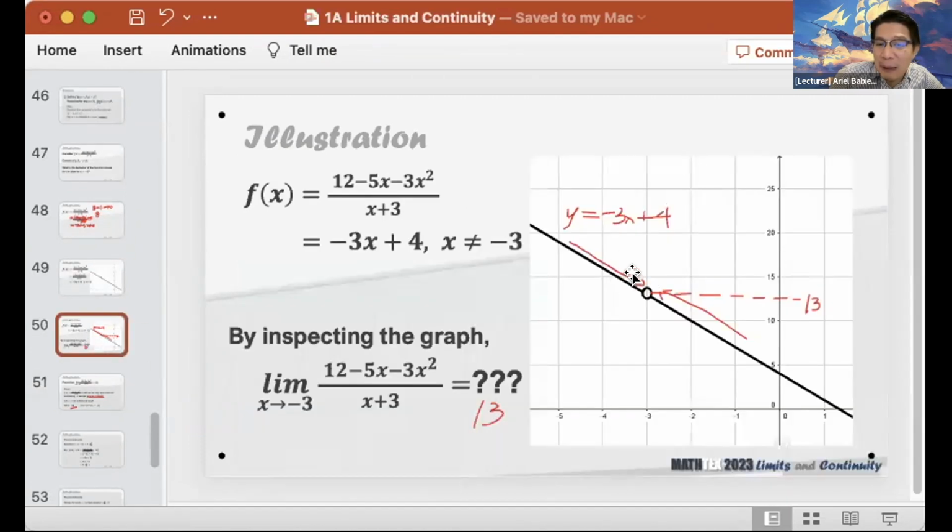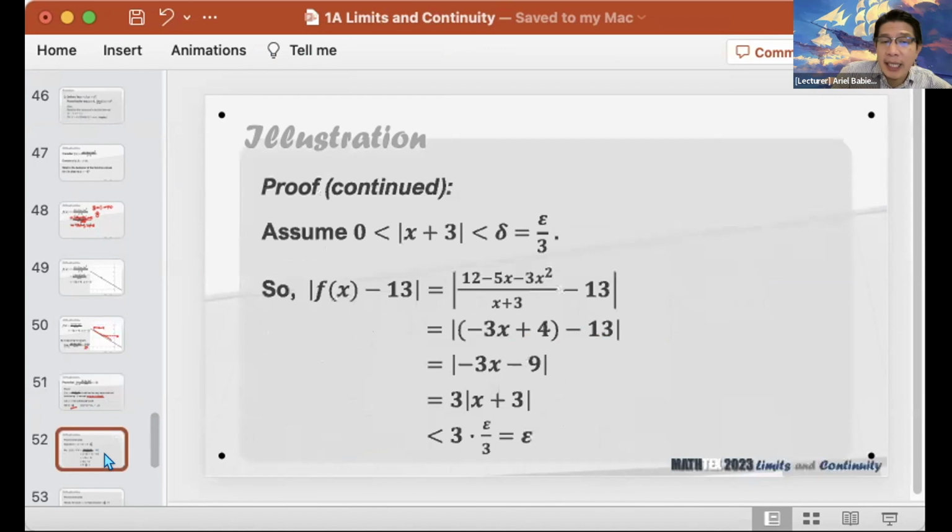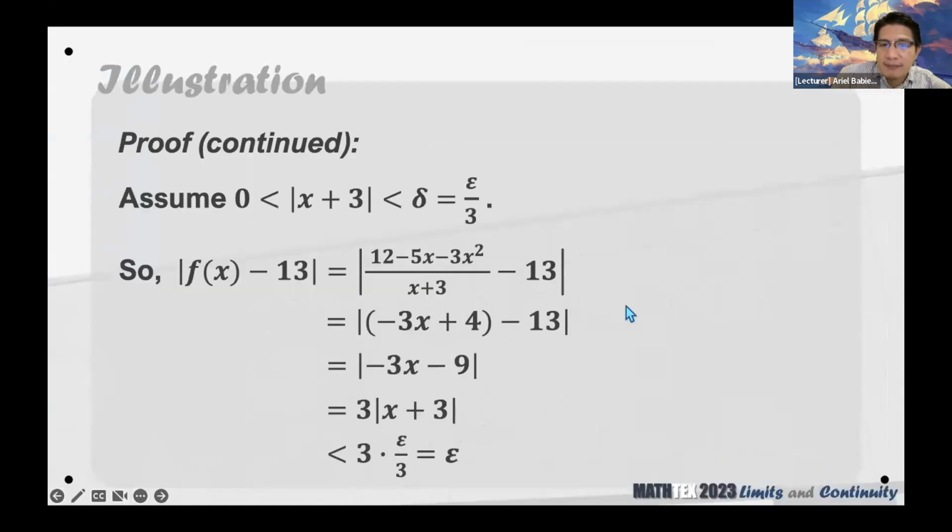Kumbaga nagka-hole lamang siya. The behavior of the function is the same as y equal to -3x plus 4 except at -3 because it has a hole there. However, the value of delta is the same as the case of the linear function. Delta is epsilon over the absolute value of -3, which is 3, and it's also the same as for this one. Okay? And if you proceed with the computation, I'll just show it to you now completely. It's basically the same as what we did a while ago for the case of the linear function. Yan. Same na same lamang siya, except that isi-simplify muna siya.